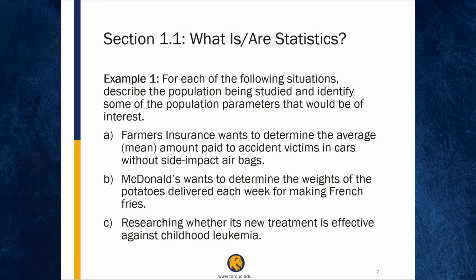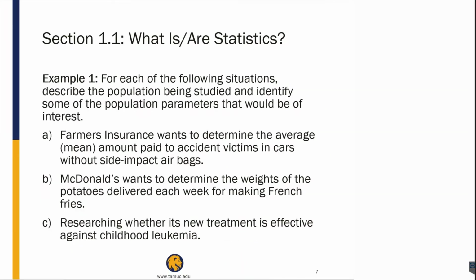So for each of the following situations, we're going to describe the population being studied and identify some of the population parameters that would be of interest in these cases. First, let's talk about this one that says Farmers Insurance wants to determine the average, or mean, amount paid to accident victims in car accidents without side impact airbags.